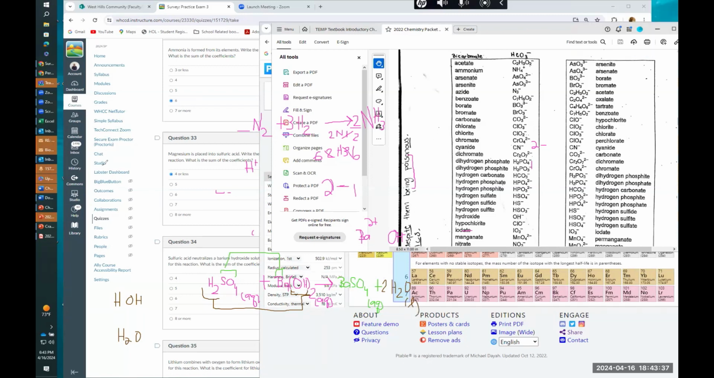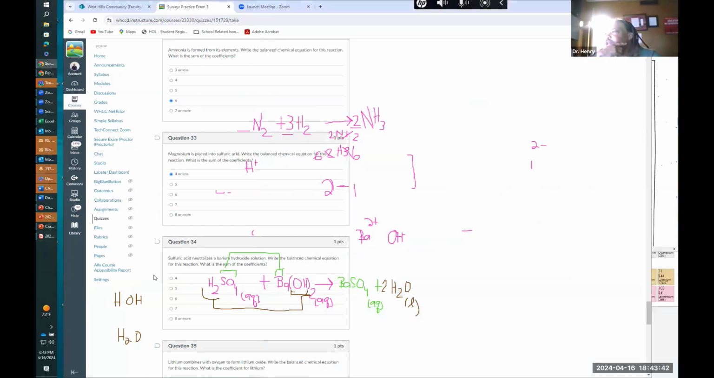And water is liquid, right? So how many coefficients again? 1, 2, 3, 4, 5. That's right.